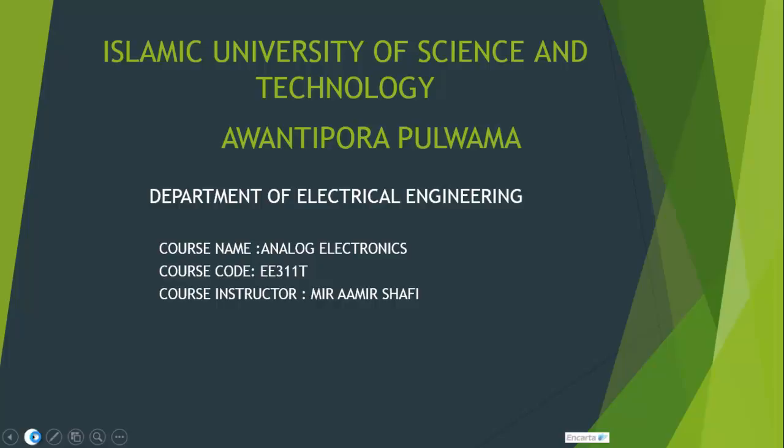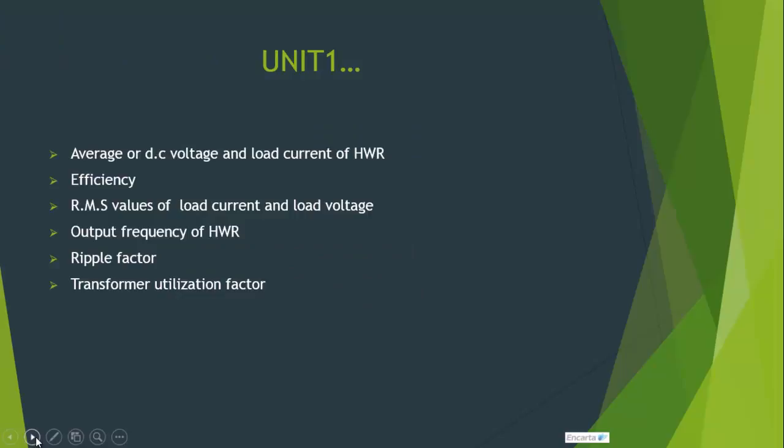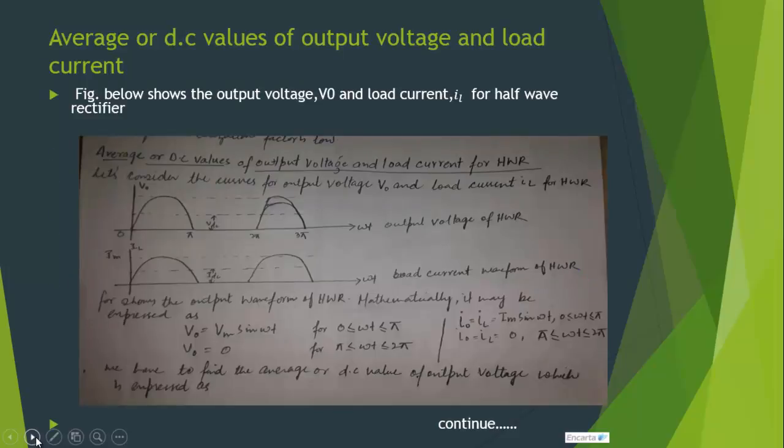In this third lecture, we will study the average or DC voltage and load current of the half-wave rectifier, its efficiency, its RMS values of load current and load voltage, output frequency, ripple factor and transformer utilization factor. As you know, a rectifier is a device which converts an AC signal, whether voltage or current, into a DC signal. Now we'll find the average or DC values of output voltage and load current.